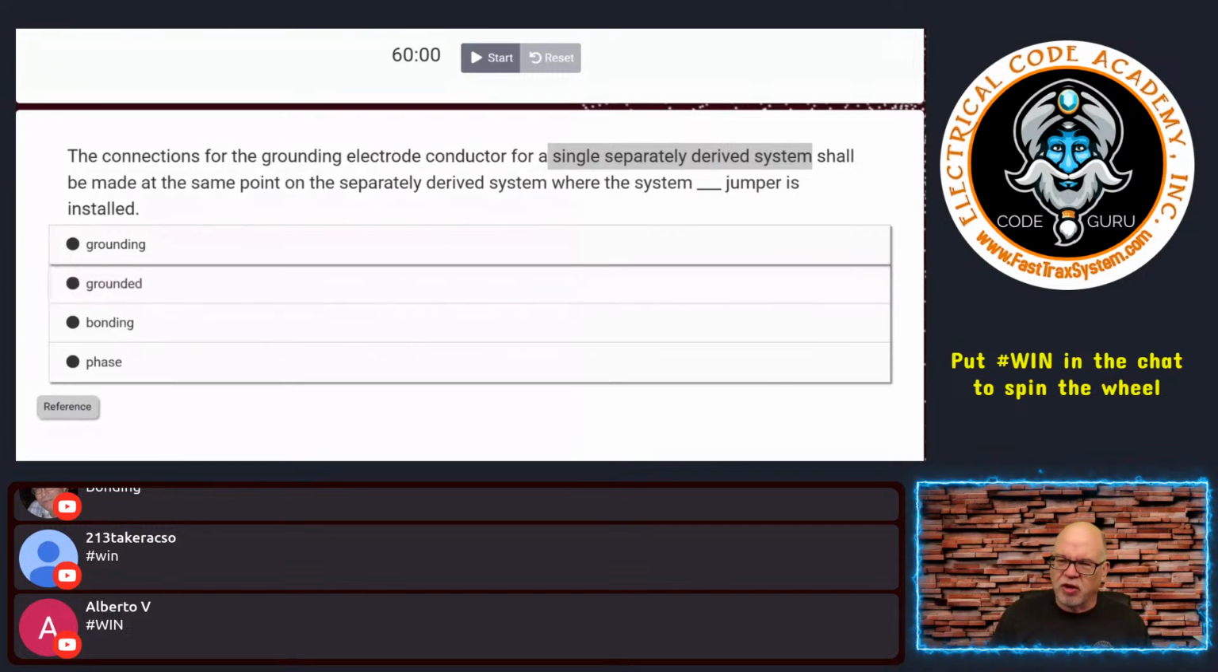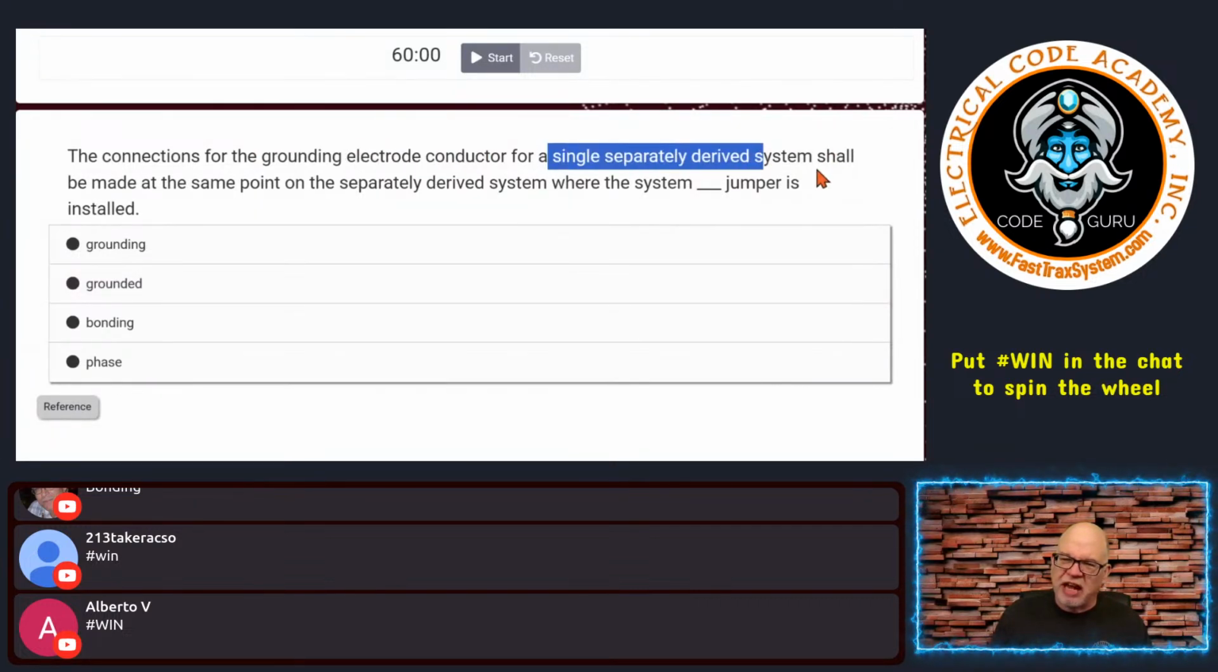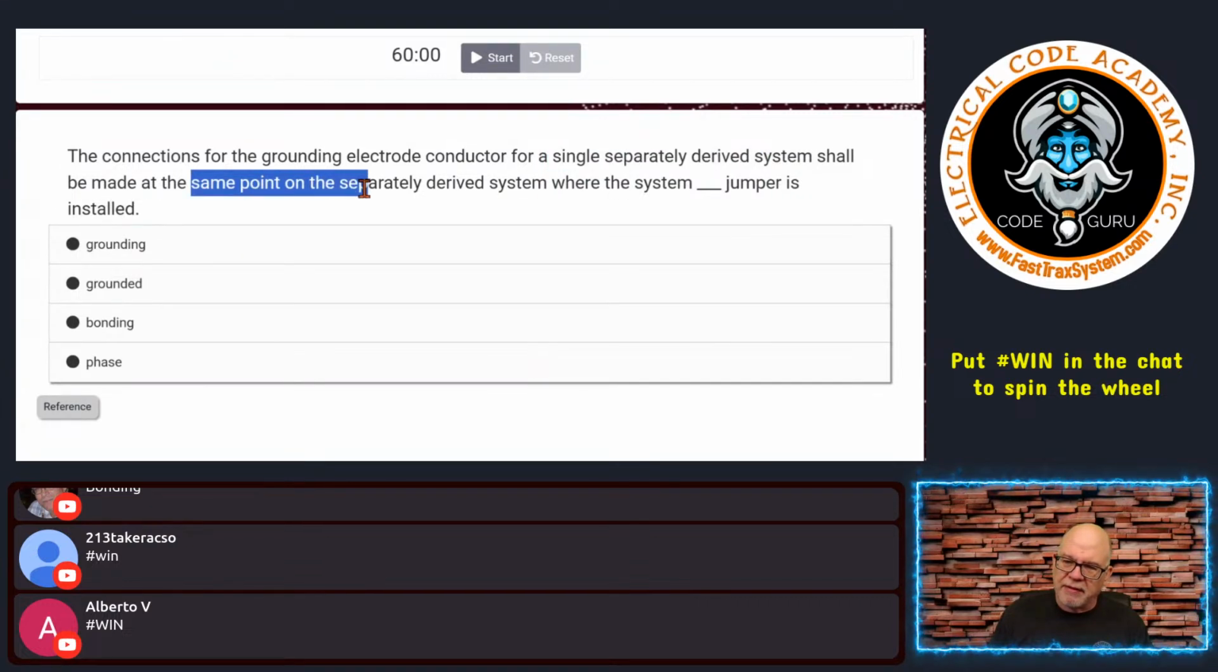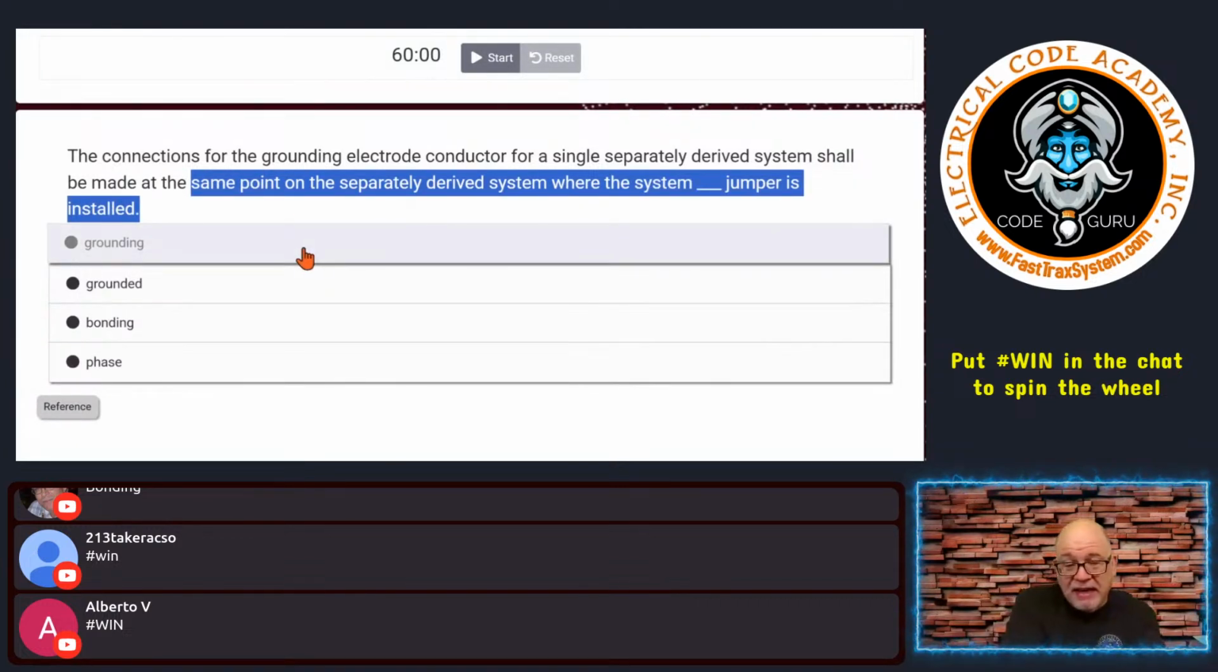All right, so we know we're talking about a GEC, and it's for a separately derived system, and it says it shall be made at the same point on the separately derived system where the system bonding jumper is installed. Okay, so I don't even have to go look this one up, okay? Y'all should know this.